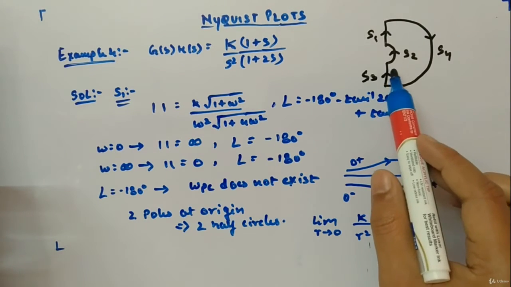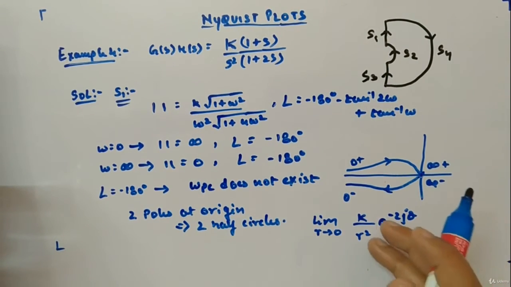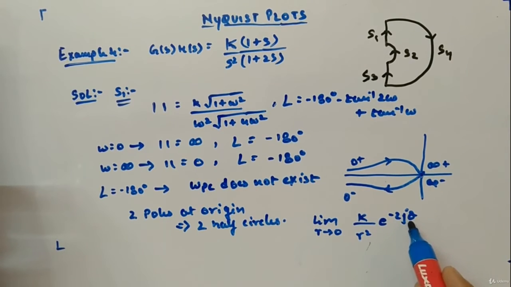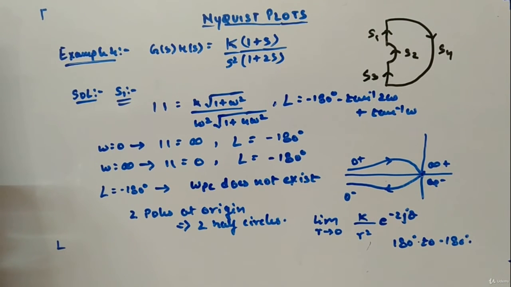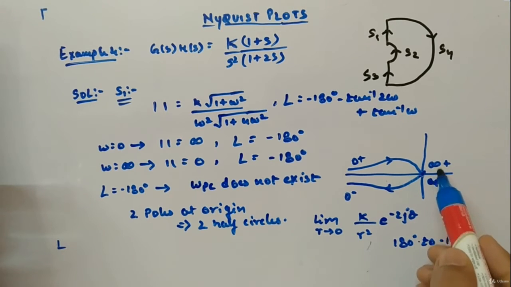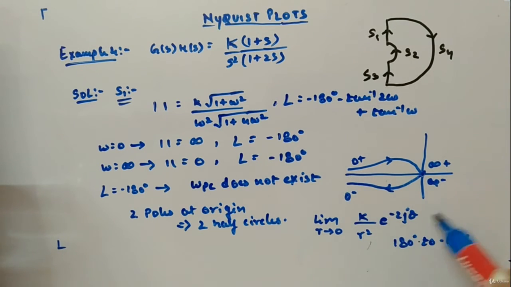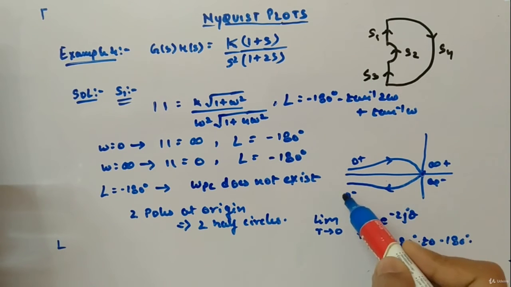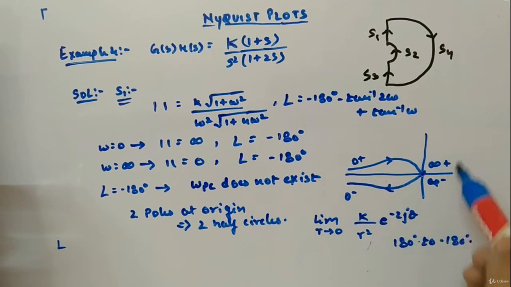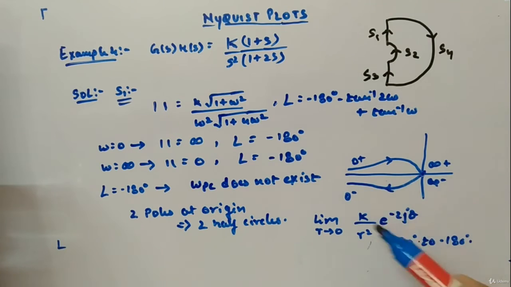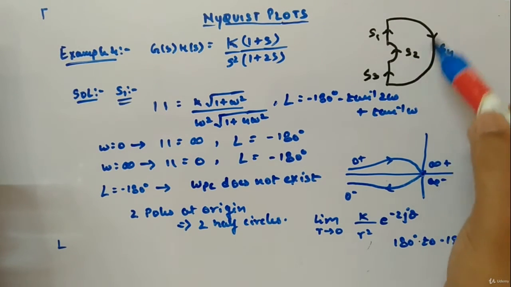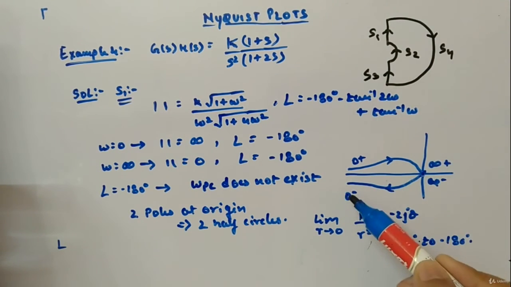So if the contour is going from minus 90 to plus 90, your curve will go from 180 to minus 180 degrees. This is 180 to minus 180, 180 to minus 180. Why am I taking this side? Because it's clockwise, like this.